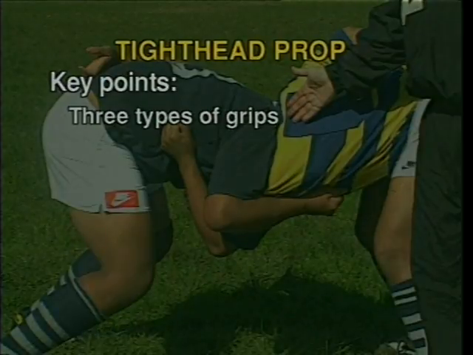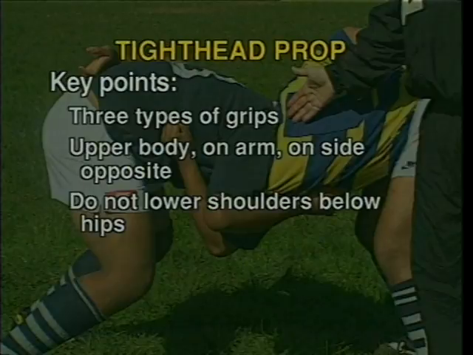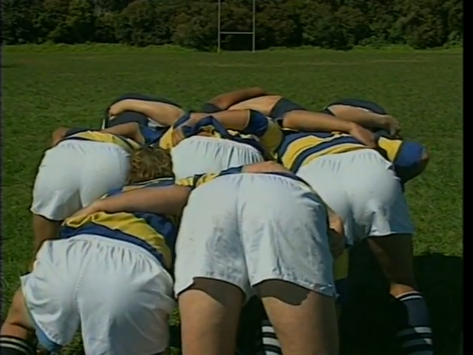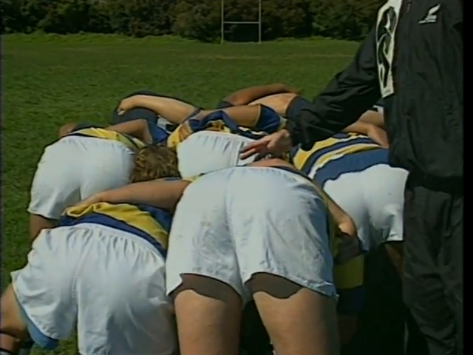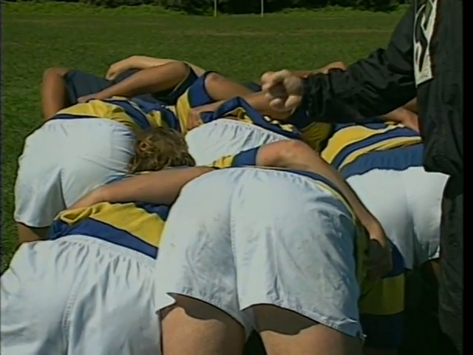There are 3 types of grips: the upper body grip, on the upper arm, or underneath the armpit of the loose head prop. Do not lower your shoulder below the hips, and tight head props should lead the engagement into the scrum. Immediately after the scrum has engaged, the locks and props squeeze, and that holds the scrum tight.